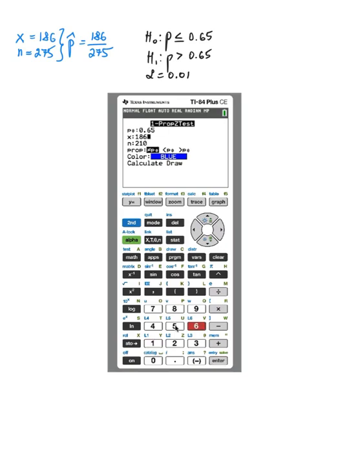X is 186, N is 275, and we work with the right tail test, as you remember on our picture, and we press calculate to find the information. Please notice z-value, as I said, would be 0.917, and p-value, when rounded to 3 decimal places, would end up being 0.180. And again, the conclusion, we already talked about it. This is how the TI-84 can help you perform the test on population proportions.